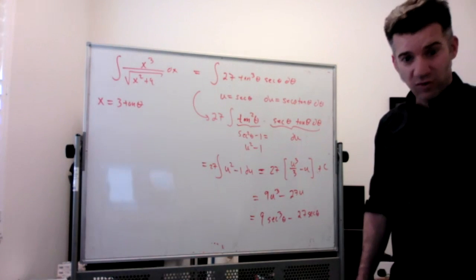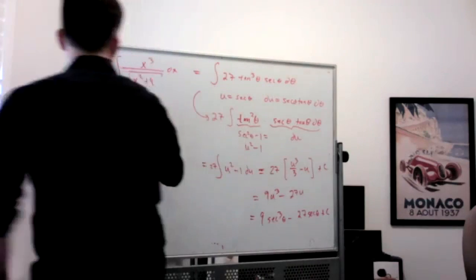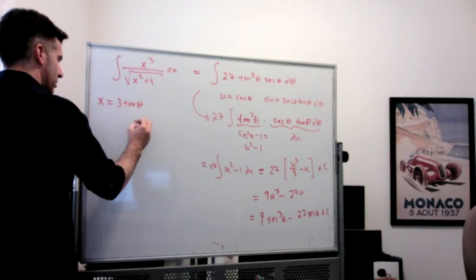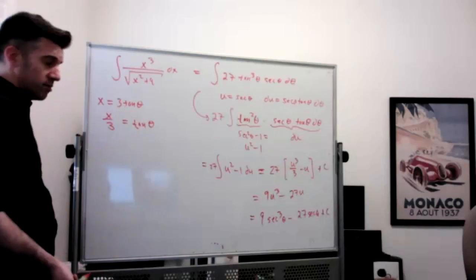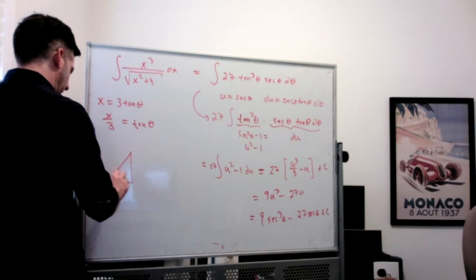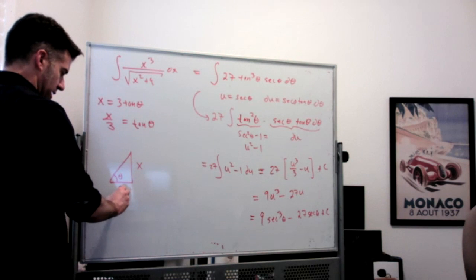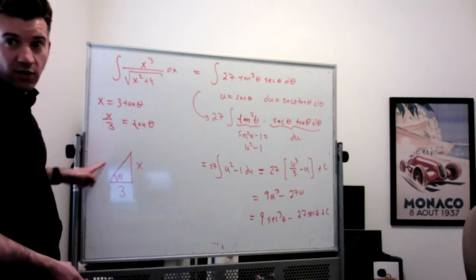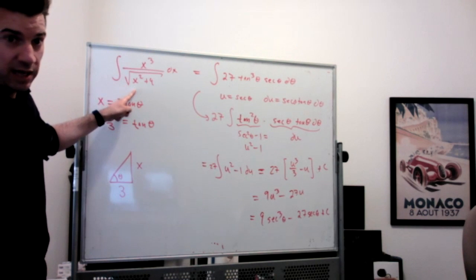Then we have to do the triangle thing again. So I know that if I solve this for tangent, tangent of theta equals x over 3. So using my right triangle, that's theta. Tangent is opposite over adjacent. What's the third side of my triangle? It's the square root of x squared plus 9.